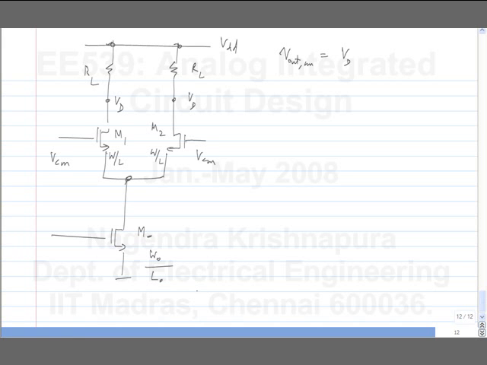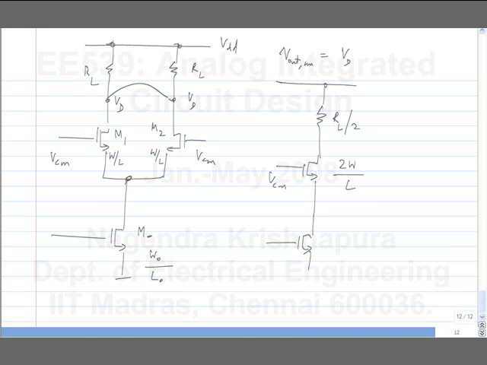What is the common mode equivalent circuit for this? The common mode equivalent half circuit. I have to short the corresponding nodes. So I short these two. So I will get RL in parallel with RL, so this is RL by 2. I have a single transistor whose width is twice that of each of the transistors, and this is W naught by L naught. And this is VD.